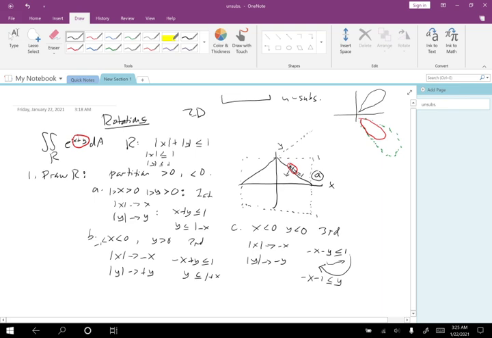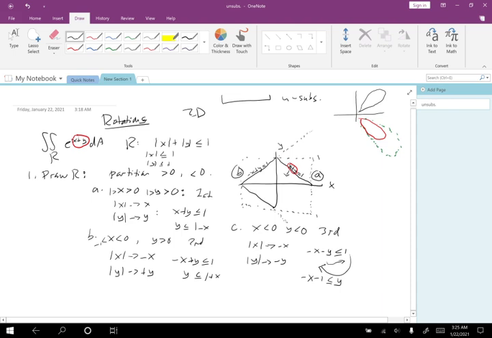So negative x is shifted downwards. So I'm going to draw the line. Again, you can see really what we have is a diamond. I'm going to label this B as well. And this, let me just label this really quickly, minus x plus y equals 1.